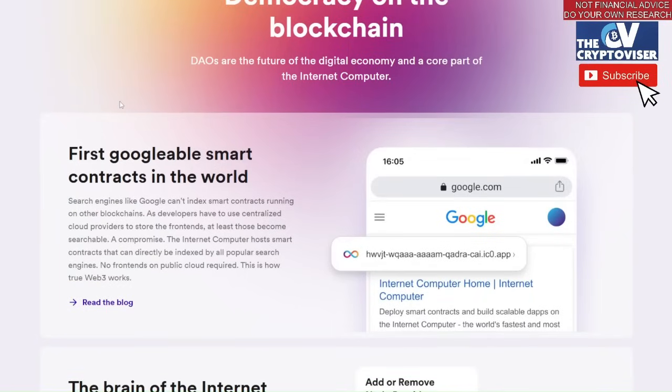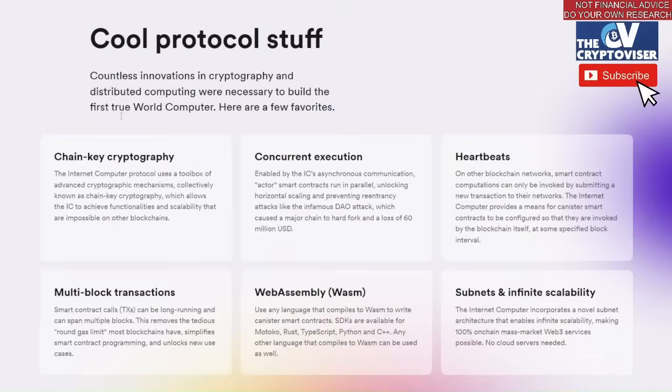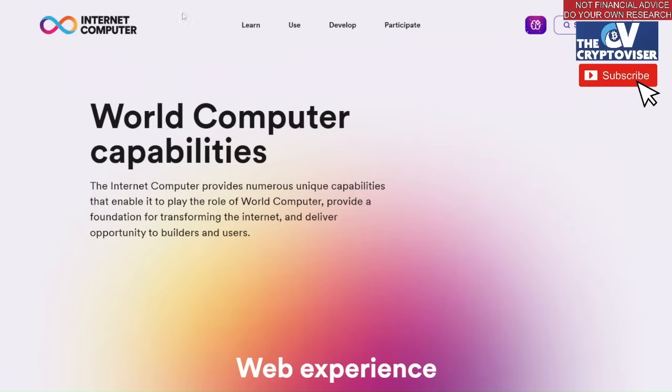Democracy on the blockchain. They talk a little bit about it, and it says the first Googleable smart contracts in the world. So you can actually go into the smart contract ecosystem and look up one specific thing you're looking for, like a smart contract that interacts with AI agents or interacts with payments or whatever. And then they talk about some other stuff, which we will get to in a bit as well.